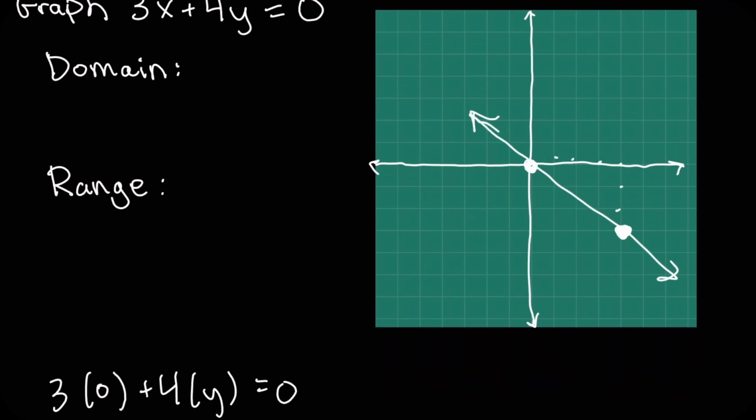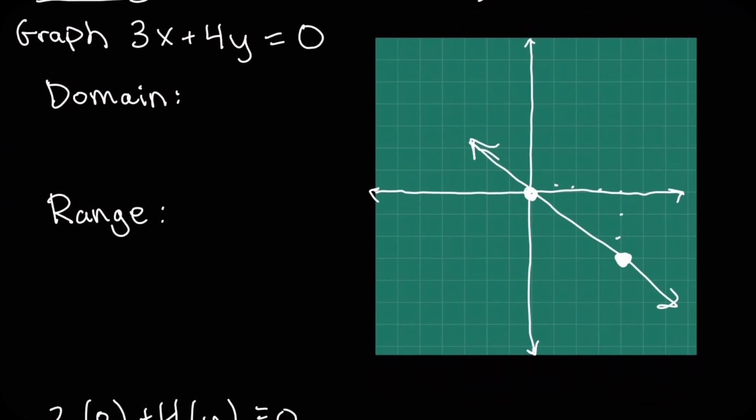Now that we have our line, we can fill in our domain and our range. So again, our domain is the x values that we take on. Notice how we're going to keep continuing from negative infinity all the way to positive infinity for our domain, and same thing with our range. So we'll have negative infinity to positive infinity for both our domain and range.